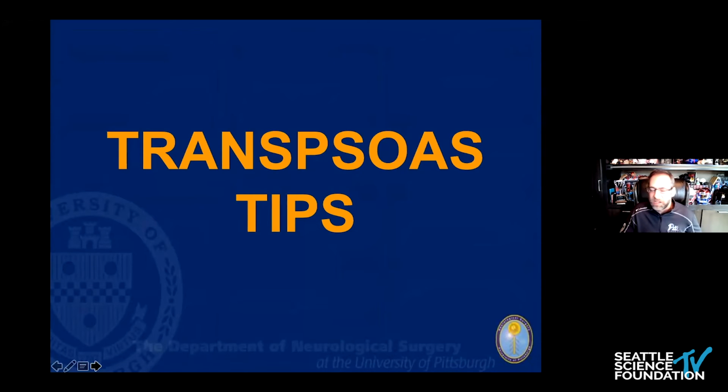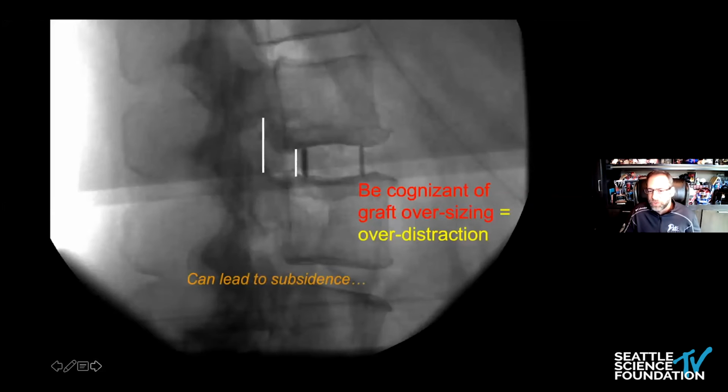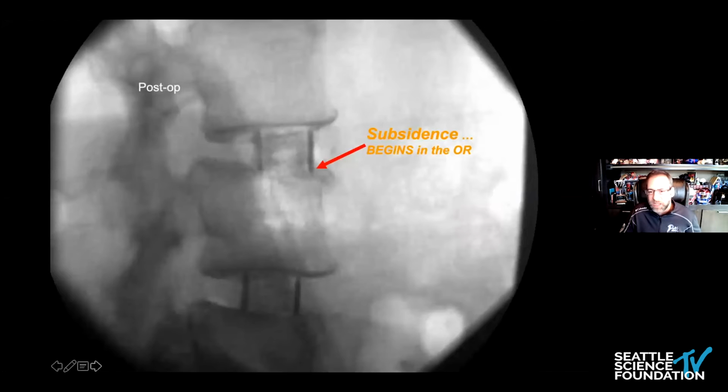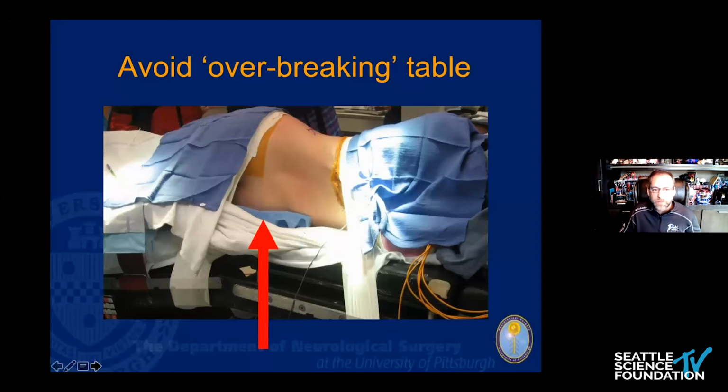So lastly, I'll just finish off with some tips when working through the transpsoas, or again, working through any of these approaches, but performing a lateral interbody fusion. Study the adjacent normal levels, understand what your goals are, be cognizant of oversizing the graft. Over distraction leads to subsidence, and that occurs in the operating room to start for the most part. If it happens in the OR, it's going to happen post-op, and you're going to lose the benefits of that surgery. You can see some end plate violation there, and then within 6 months, it actually was within 6 weeks, but here it really shows at 6 months, complete loss of the benefit of that surgery.